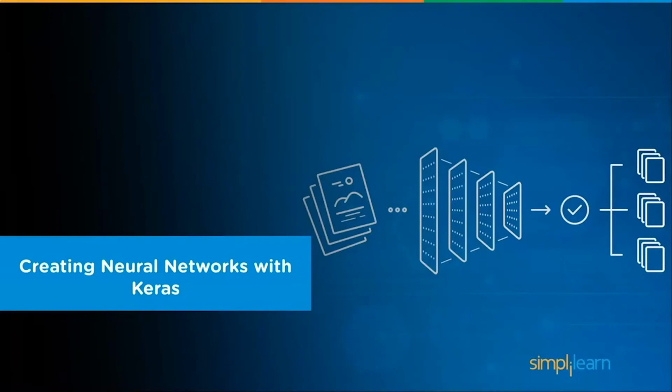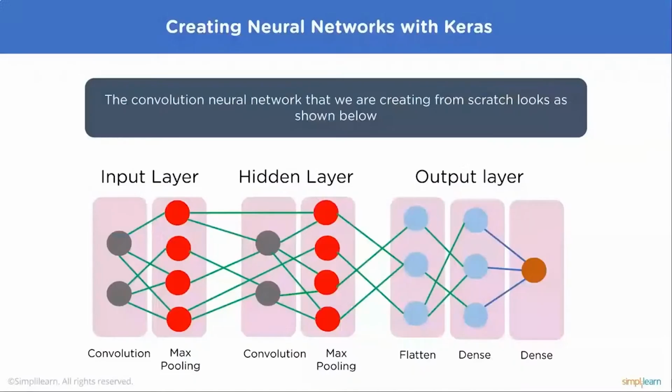And then we're going to go into creating a neural network with Keras. The convolutional neural network that we are creating from scratch looks as shown below. You'll see here we have our input layer. They have it listed max pooling. As you're coming in with the input layer, and the input layer is actually before this, the first layer that it's going to go into is going to be a convolutional layer. Then you have a max pooling that pools the convolutional layer's returns. In this case, they have 2 of those.